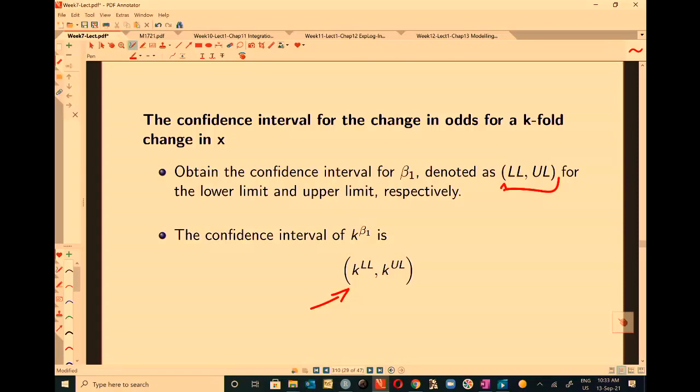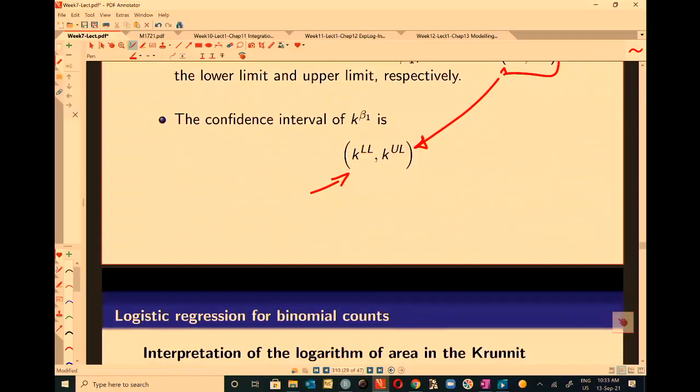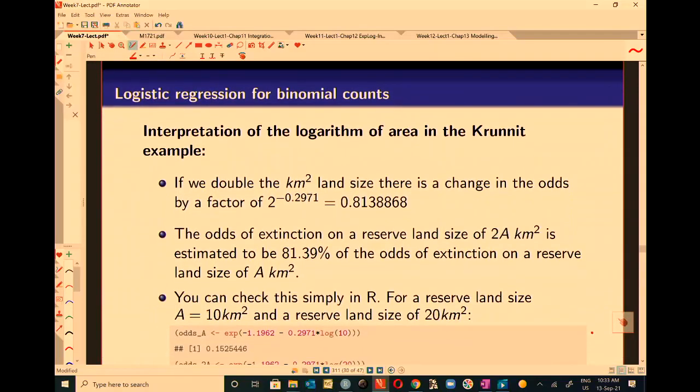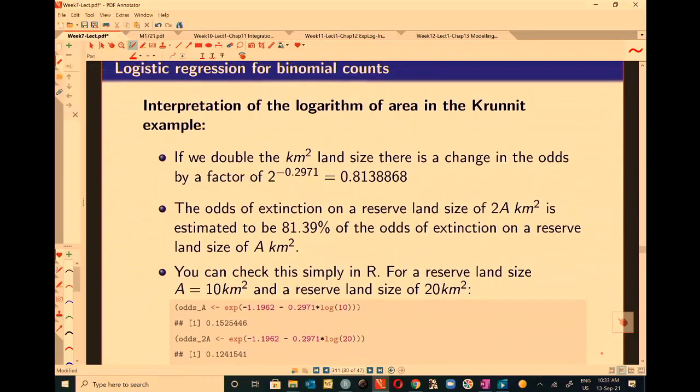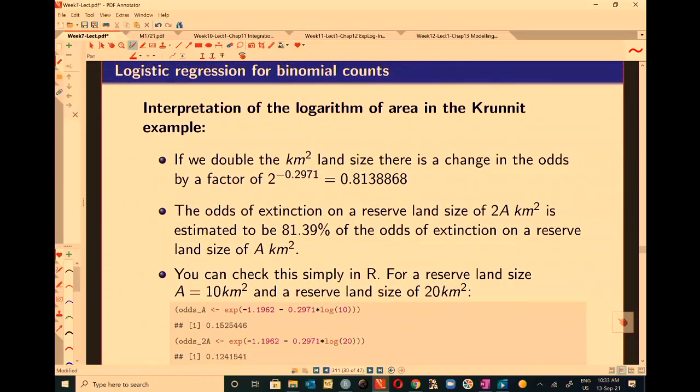The problem to note here is that while the confidence interval for beta 1 will be symmetric because it's based on the z distribution, by the time I do this kind of nonlinear transformation, it will no longer be symmetric, and we'll see that as we go through. So symmetry is lost, but that's not a problem. That's how we expect it to be. So here, if you double the area of the island or the landmass, then the odds ratio changes by a factor of 2 to the beta 1, so it's 2 to the negative 1. Now the odds of extinction are only 80% or 81%. So if I double the area, the odds of extinction are now 81% of what they were. They have gone down, as we expect.